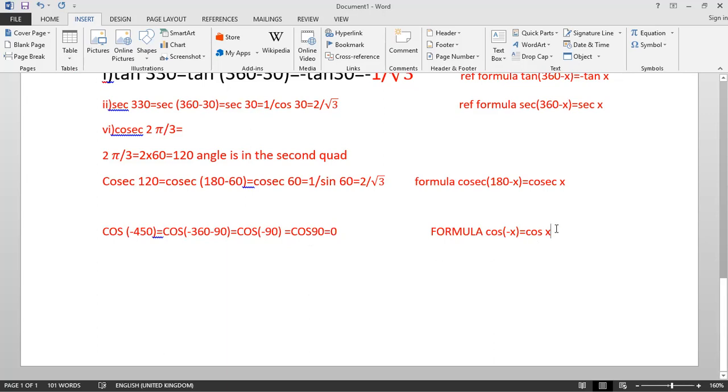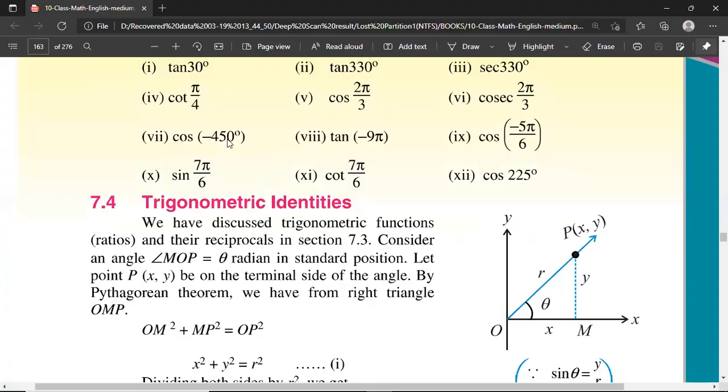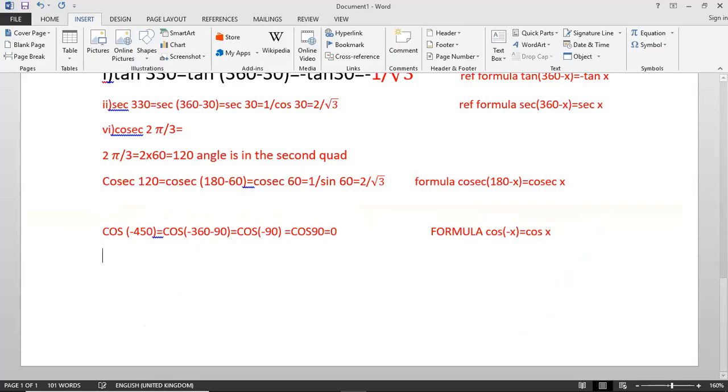Similarly, if we look at another question, we have solved minus 450. Similarly, if there's a value tan minus 9 pi, how to solve it? Tan minus 9 pi.